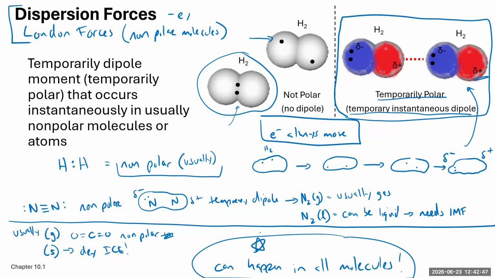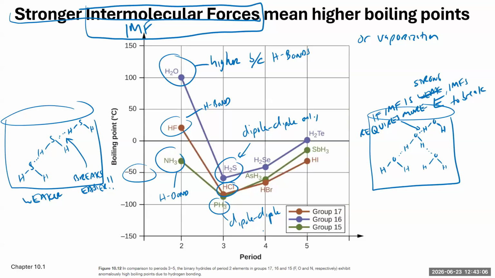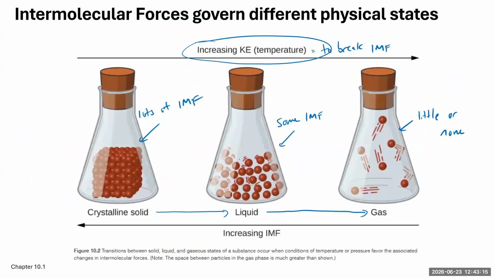all molecules have dispersion forces. Only some are polar and only some have hydrogen bonds, right? So again, dispersion forces can happen in all molecules, nonpolar and polar, but hydrogen bonds and dipole-dipoles can only occur in some polar molecules, right? So again, stronger intermolecular forces mean higher boiling points because those bonds are holding those molecules together. And if they're strong here, it's harder to break and turn into gas, right?